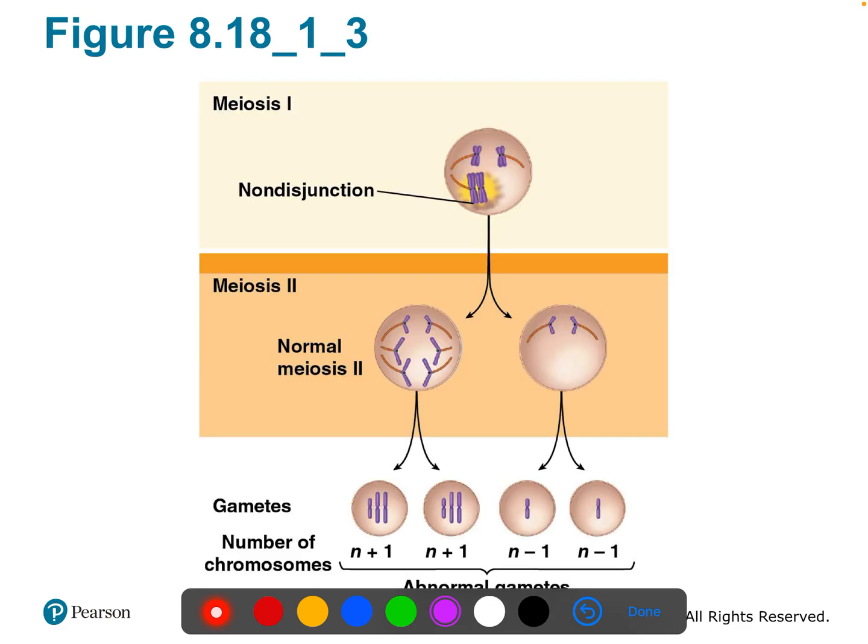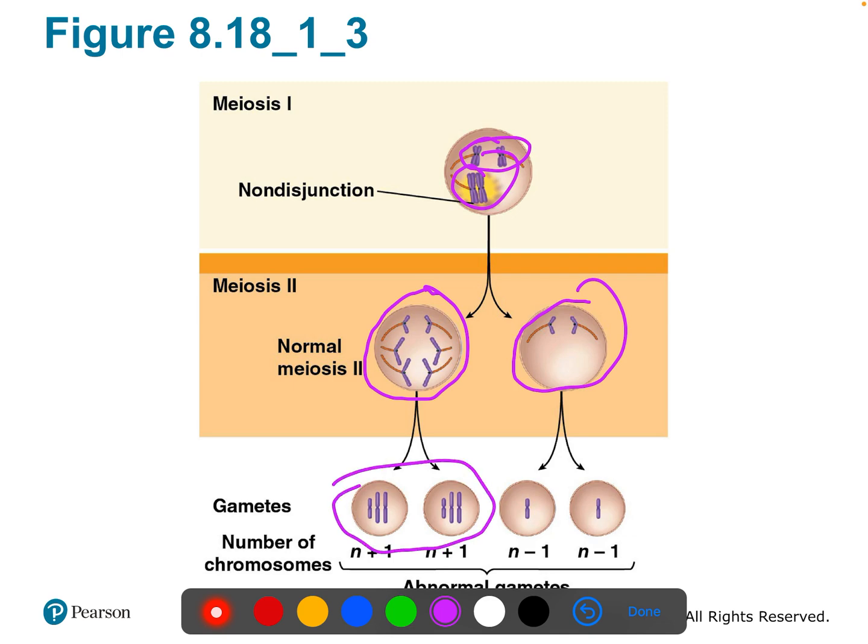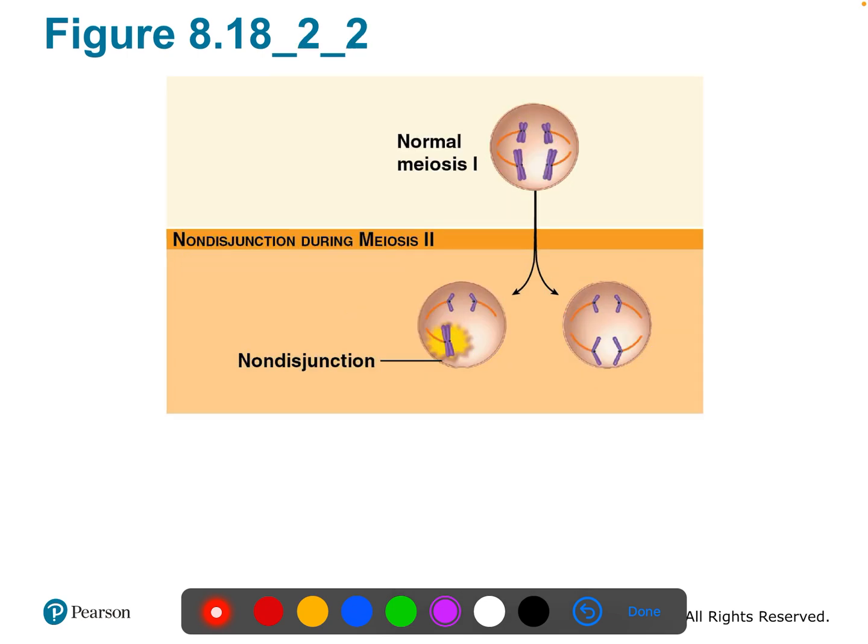And so let's see what that looks like. So here's meiosis 1. Notice the homologous chromosome pair is separating here, but it's not separating here. So now we're ending up on this side with a lot of genetic information, but on this side not enough. So each one of these daughter cells has one extra chromosome. Each one of these daughter cells is missing a chromosome. And look what happens in meiosis 2.